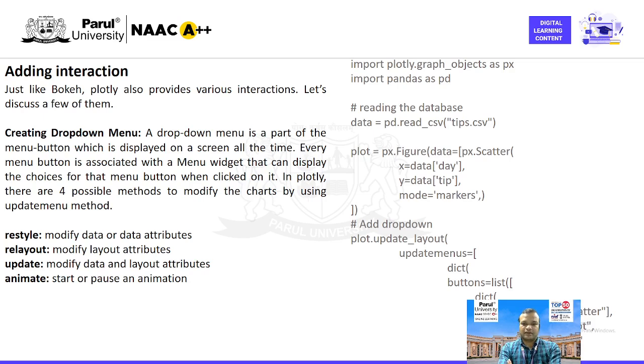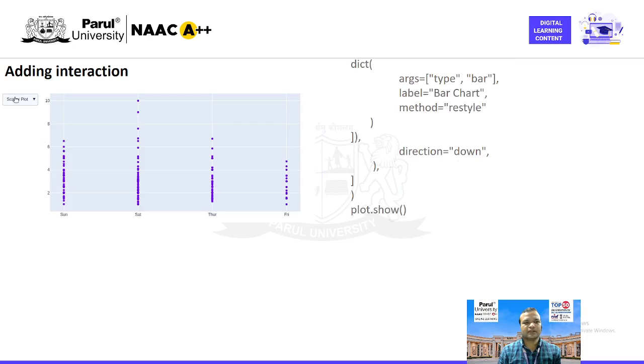How can we add the drop down? So you can see here plot.update_layout, updatemenus is equal to dict, buttons is equal to list. Dictionary you can add here. Give some arguments here, type is scatter, then use the label scatter plot, method is restyle. So you can just add it and use it.